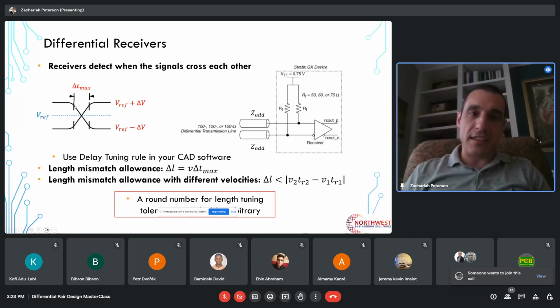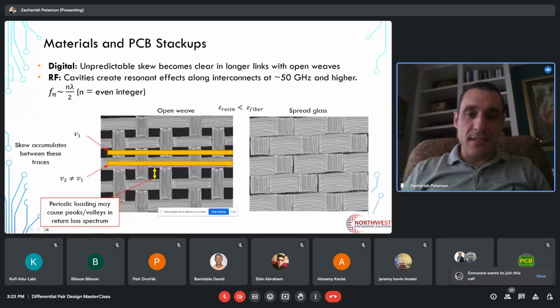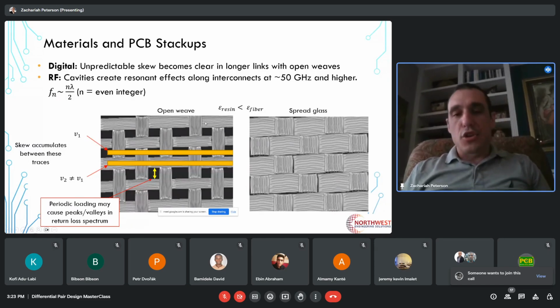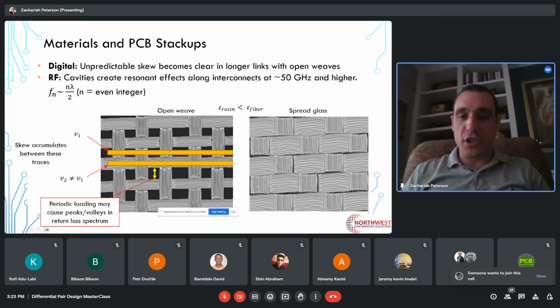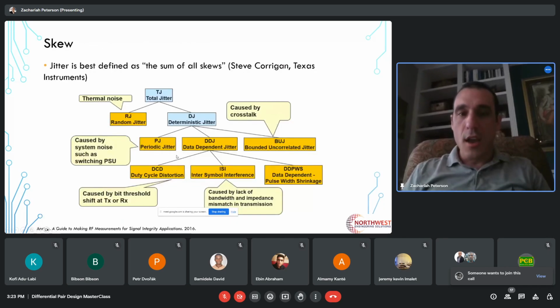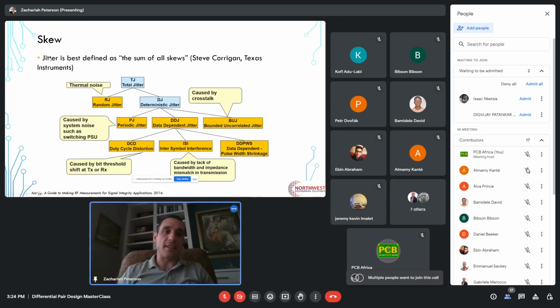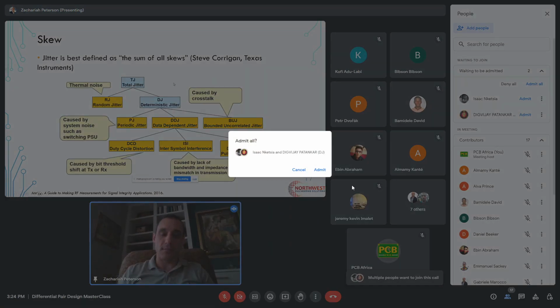The interface needs some timing window, and you need to ensure that you allow for enough skew in time between those two signals. So that's why it's a good idea to length match as close as possible, because there's going to be some additional skew anyways. So the additional skew does come from the fiber weave effect, but there are other sources of skew. So the sum of all skews, according to Steve Corrigan from Texas Instruments, is known as jitter. So he was the one that defined jitter as the sum of all possible sources of skew.